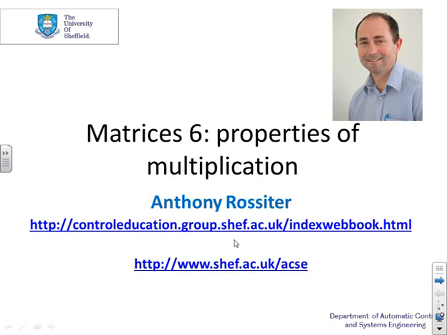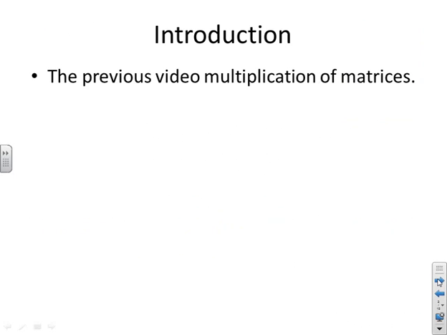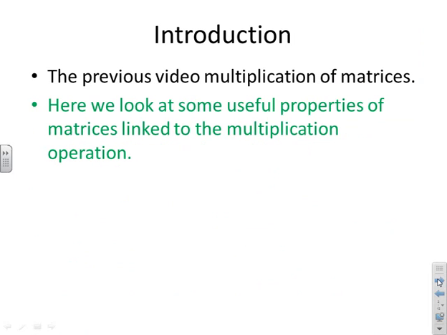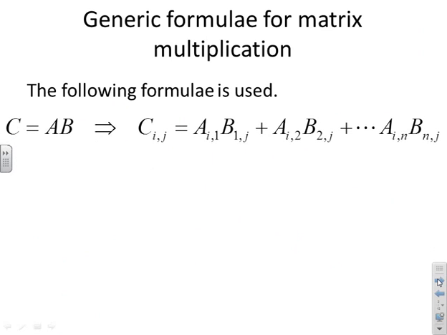This video looks at properties of multiplication with matrices. The previous video looked at how you multiply matrices, and here what we're going to do is focus on some useful properties that are linked to the multiplication operation. First, a reminder then of what's the generic formula for multiplying matrices.